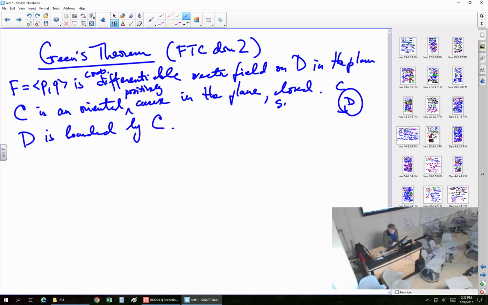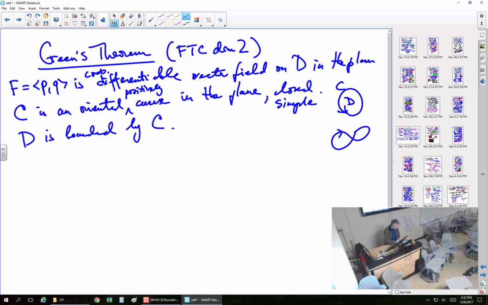I missed one more word. It has to be simple. A simple closed curve means that it does not have self-intersections other than at the beginning and the endpoint. So figure 8 is out. Even though it could be oriented, as you can see, we don't want to deal with that right now. So in the simplest case, we have a region to begin with, and it is bounded by an oriented curve going counterclockwise around.